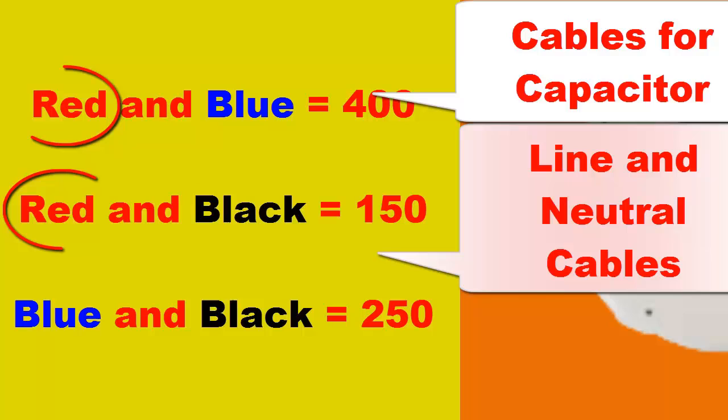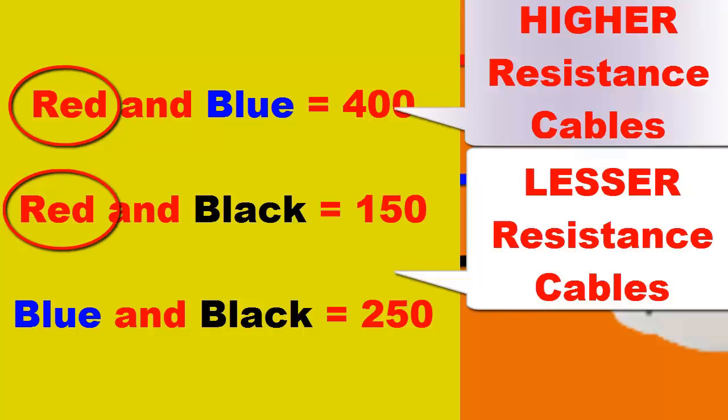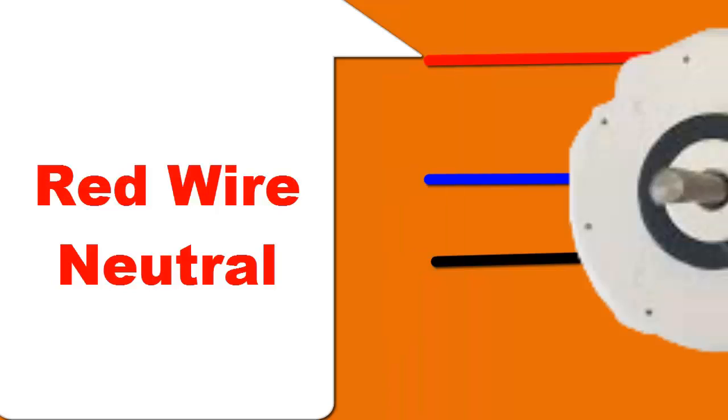5. The color of the cable that appears in the maximum and minimum resistance measurements between pairs of cables is designated as the neutral cable. In this case, the red cable meets this characteristic.